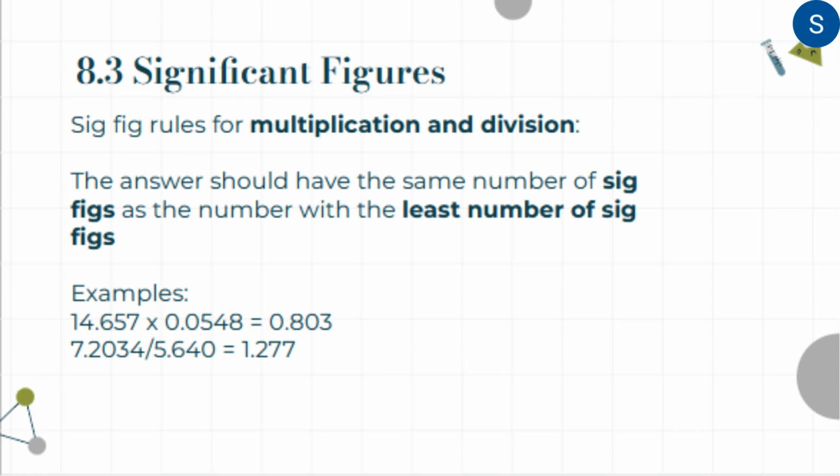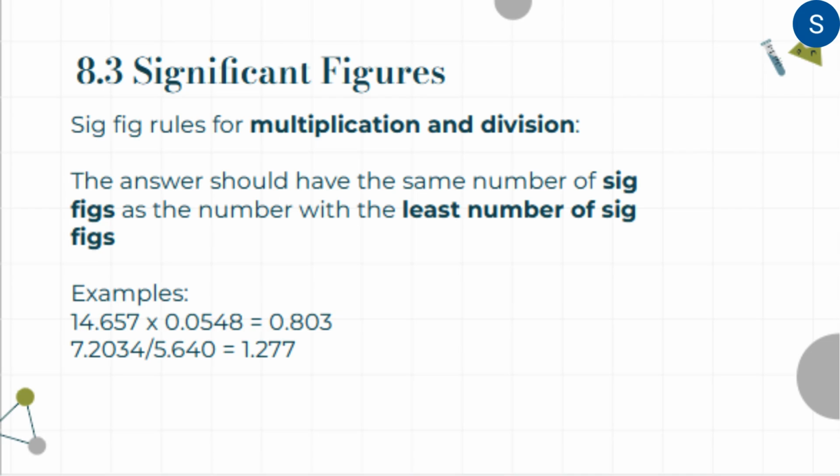14.657 has 5 significant figures since all the digits are constants. It is multiplied by 0.0548, which has 3 significant figures, since the zeros are leading zeros and are not significant, while the rest of the digits are constants and are significant. So the answer 0.803 is written with 3 significant figures after rounding. Let's verify this. 0.803 has 3 significant figures, with 8 and 3 being constants and the 0 being in between the constants. Another example is with division.